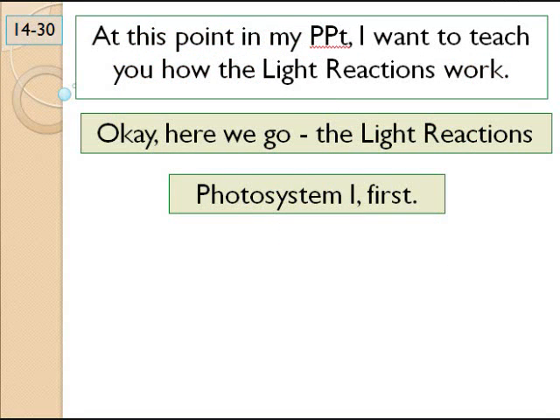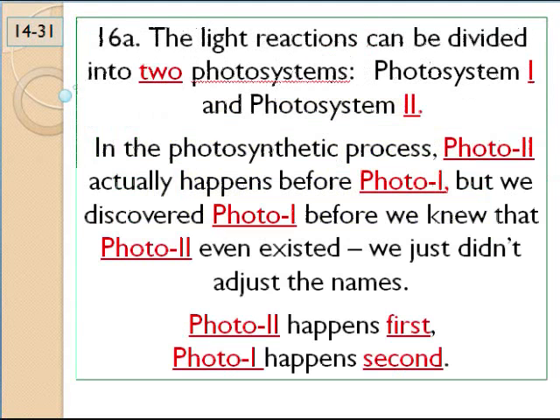We're going to slow down now. We're going to pick apart the light reactions. They're complicated, but so is glycolysis, and we handle that pretty well. Okay? Light reactions. In the light reactions, there are two photosystems. Photosystem 1 and photosystem 2. The light reactions, not dark reactions. So, here's how it works.